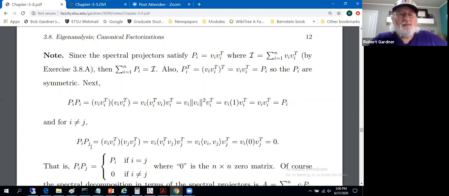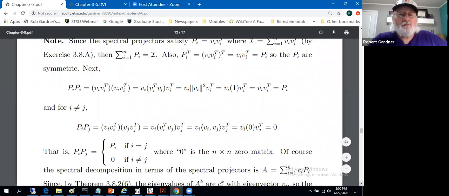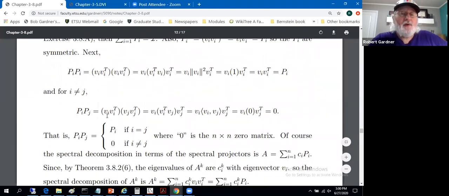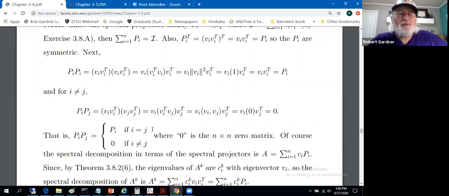If we multiply P sub i by P sub j, similar idea, V sub i transpose, V sub j transpose. Associate the two in the middle, that produces an inner product. If i and j are different, these are orthogonal eigenvectors, and we pick up a 0 in there, and we get a 0 over here. That's an n by n matrix of zeros. The left-hand side is an n by n matrix, so it's an n by n matrix of zeros, just to keep an eye on context.